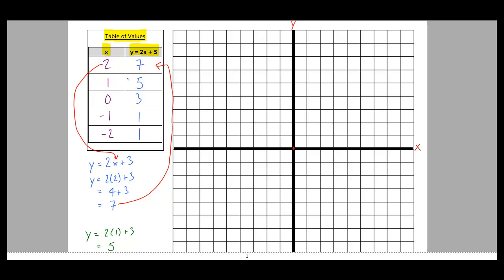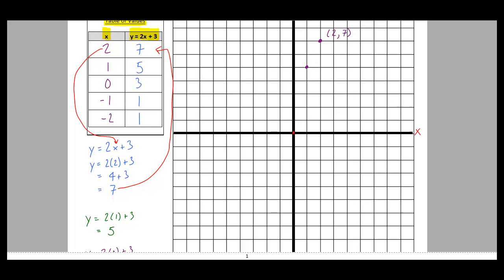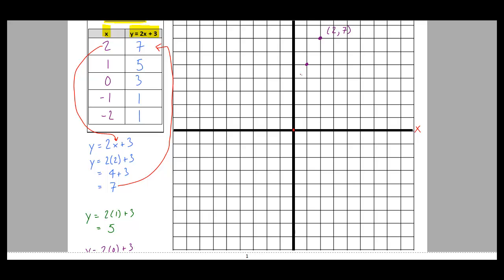So my first point is going to be 2, 7, which will be 2 spaces over, and 1, 2, 3, 4, 5, 6, 7 spaces up. I'm just going to place a little dot there, and that's my point 2, 7. Plot the next point, 1, 5. That's 1 space over, and 1, 2, 3, 4, 5 spaces up. I don't need to write the coordinates for each of these points. I'm just writing it for the first one to give you an idea. Our next point is 0, 3. So on 0 and 3 spaces up.